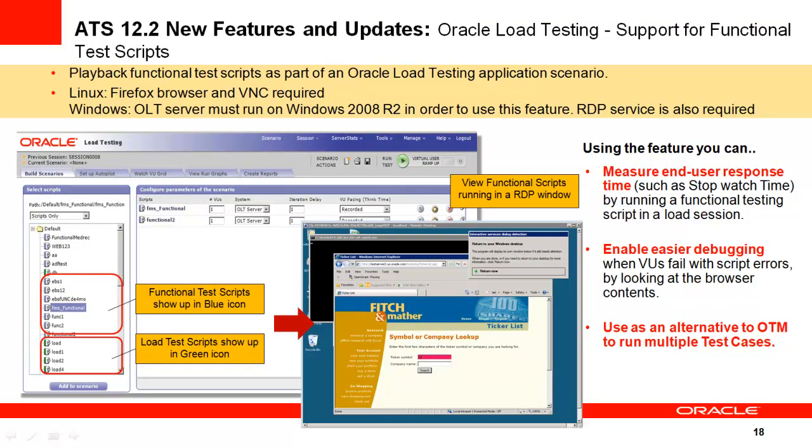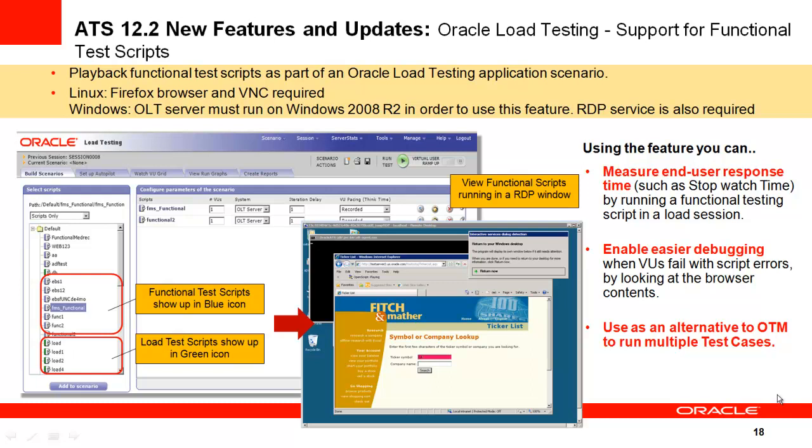The next new feature is Oracle Load Testing support for functional test scripts. From 12.2, you can run functional test scripts in Oracle Load Testing along with the load test scripts in a single scenario. But please note that running a functional test script requires much more resource than running a load test script. So running hundreds of functional test scripts in your load test may not be a practical model for using this feature. Rather, here are some of the benefits of running a functional test script in Oracle Load Testing.